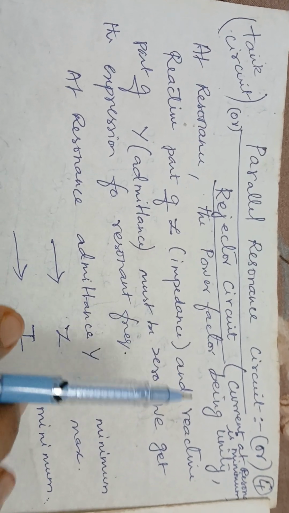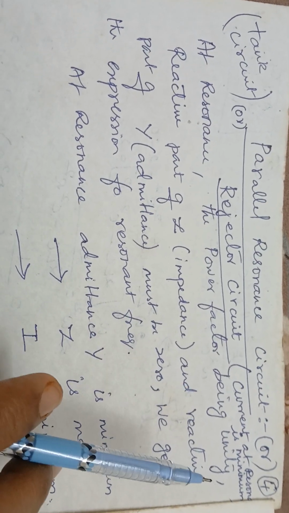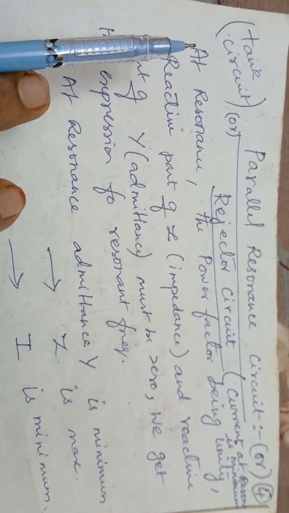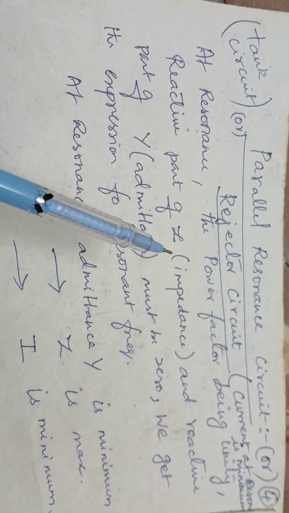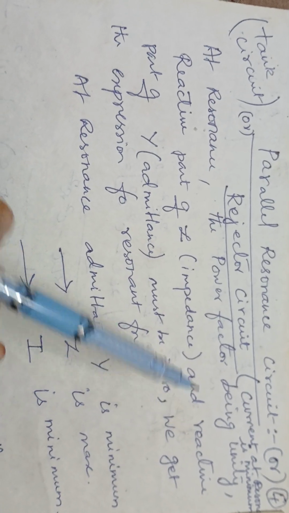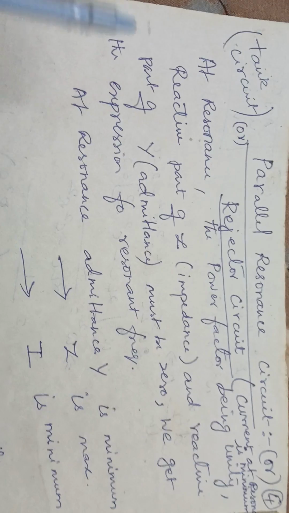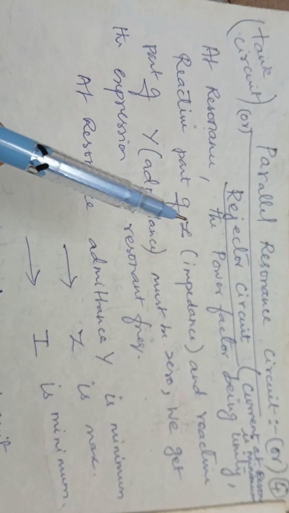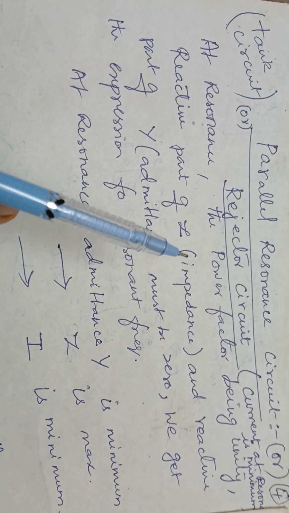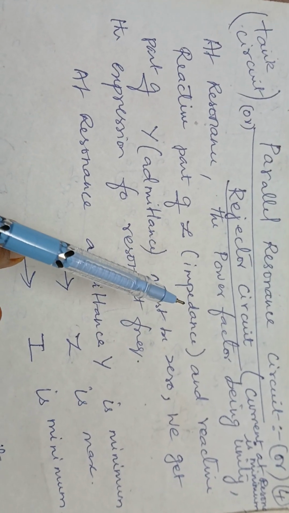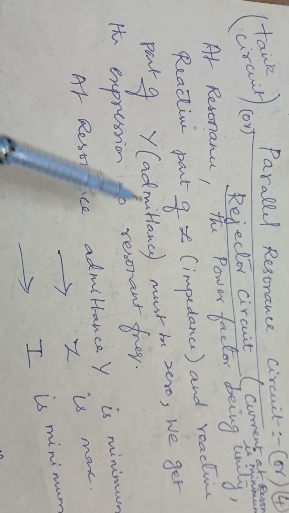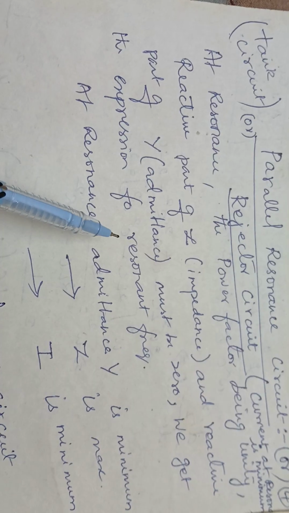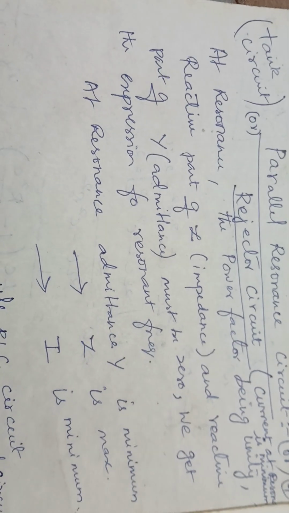Parallel resonance circuit is otherwise called the tank circuit, as the current at resonance is minimum. At resonance, the power factor is unity. So either in series resonance or in parallel resonance, in both cases the power factor is unity. So always the reactive part of the impedance and the reactive part of the admittance must be 0. So we get the expression for the resonant frequency.